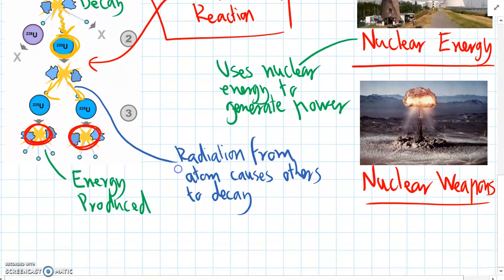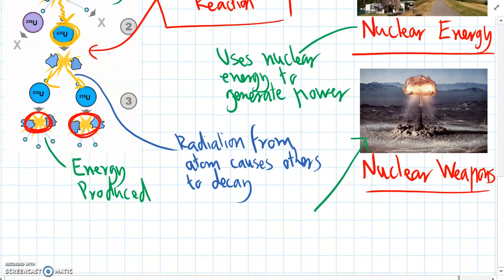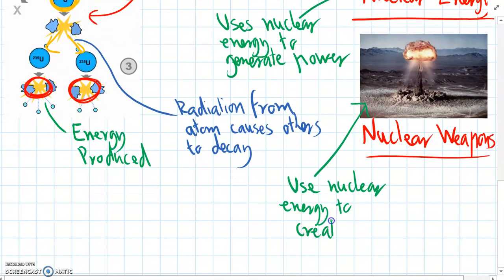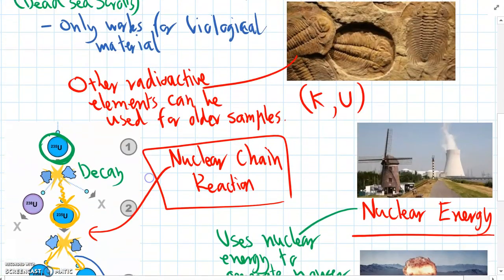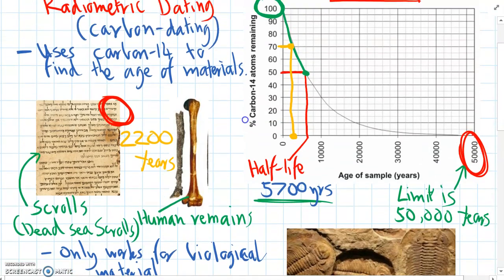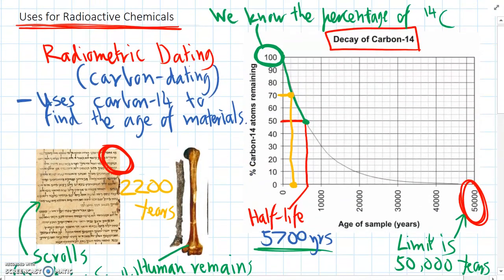Nuclear weapons, on the other hand, use all that energy to release it all at the same time and create an explosion. So we have found lots of important and beneficial uses for radioactive chemicals.